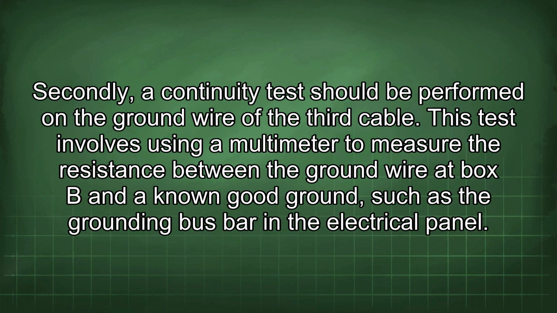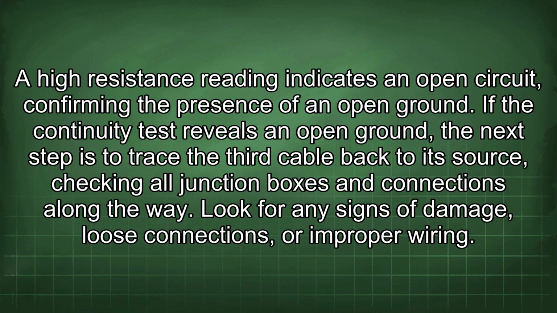Secondly, a continuity test should be performed on the ground wire of the third cable. This test involves using a multimeter to measure the resistance between the ground wire at Box B and a known good ground, such as the grounding bus bar in the electrical panel. A high resistance reading indicates an open circuit, confirming the presence of an open ground.